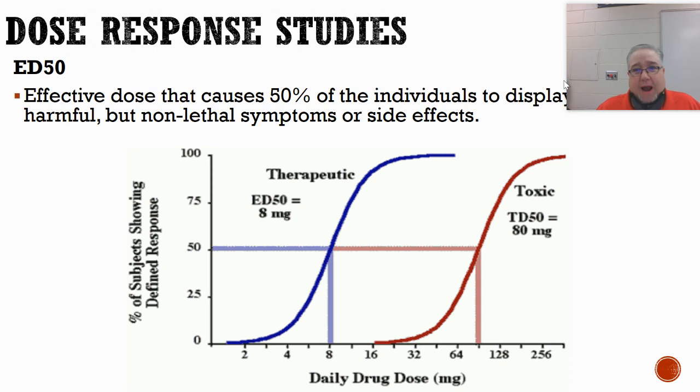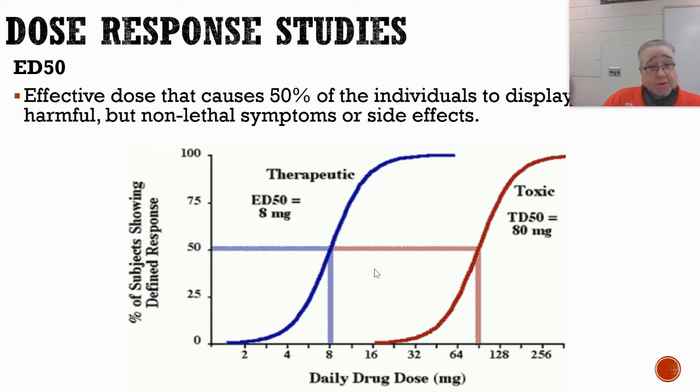This is a similar graph. This is not only showing us our TD50 or the LD50, but it's also showing us something called the ED50, which is what we call the effective dose. The effective dose is the concentration where 50% of the organisms show some type of a side effect that's not lethal.